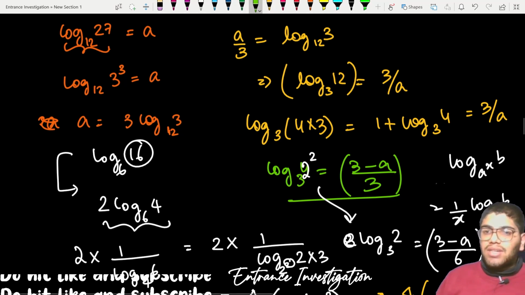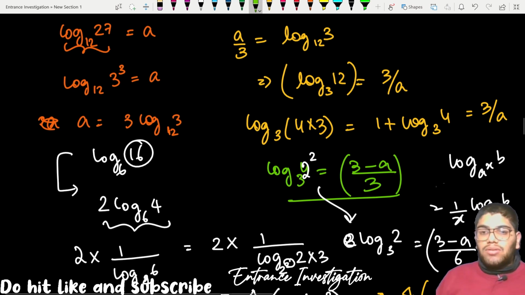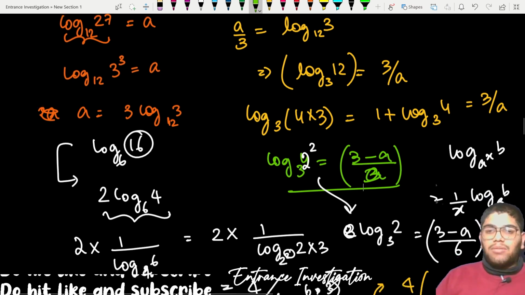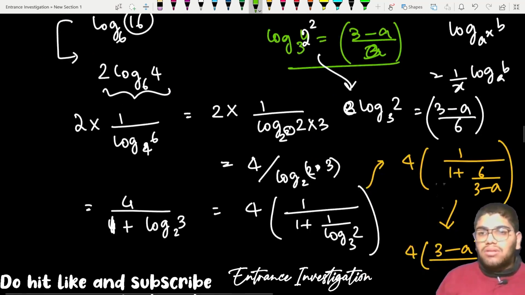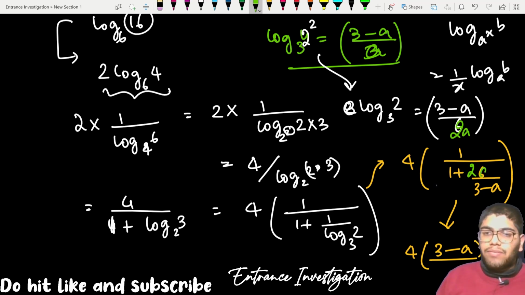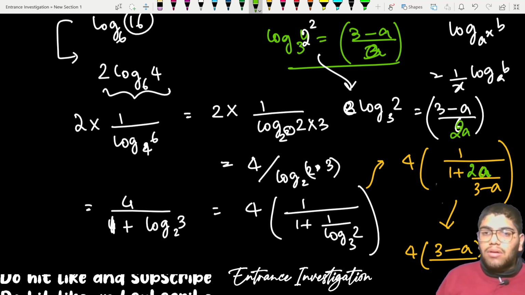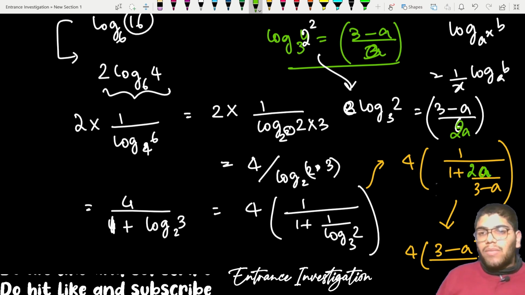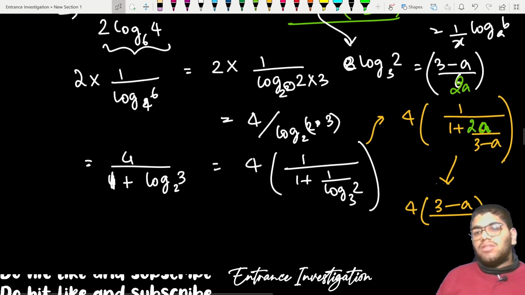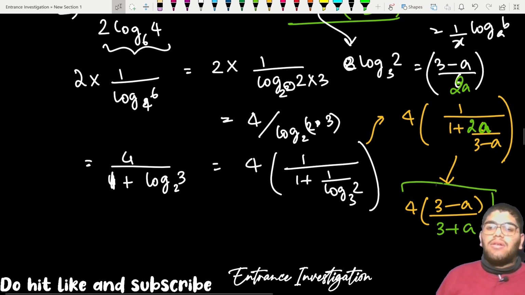So this is 3 minus, oh, okay, got it. So there was a mistake. This denominator has to be a. So I'm really sorry for this. So this is 2a, this is 2a. Okay, so I guess now the things are correct. Yeah, now this will be giving me this.